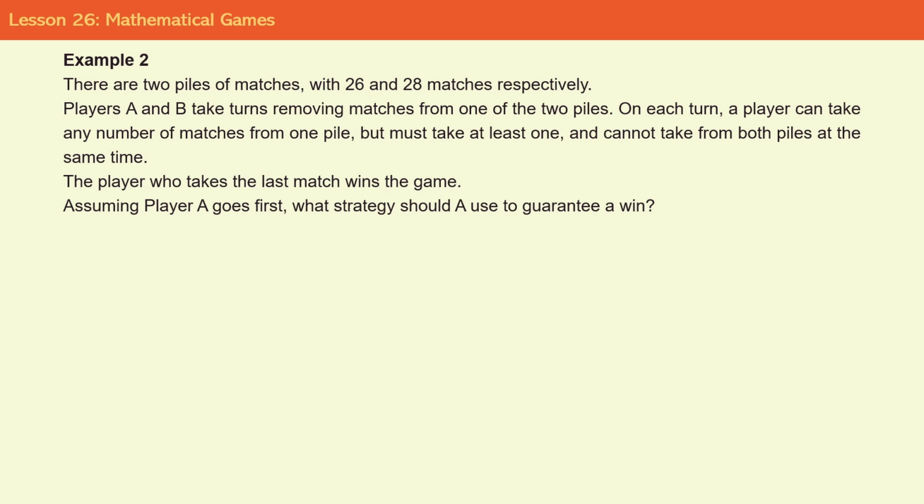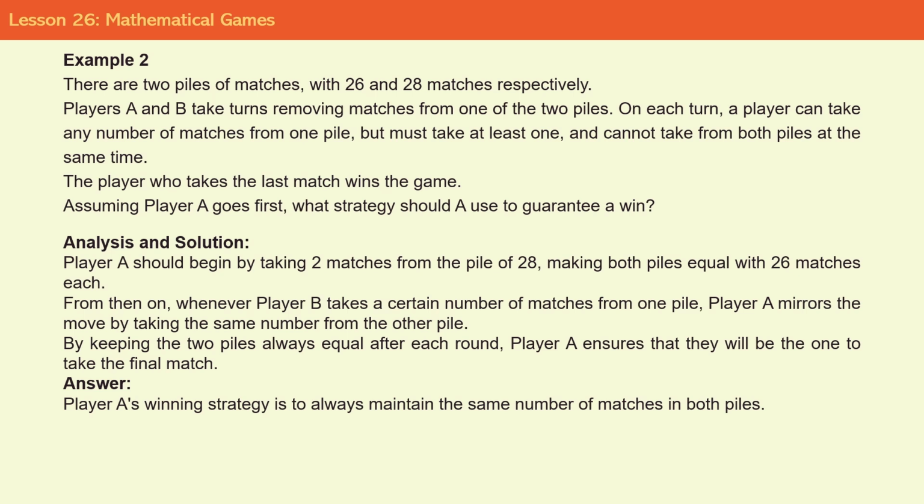Example 2. There are 2 piles of matches, with 26 and 28 matches respectively. Players A and B take turns removing matches from one of the 2 piles. On each turn, a player can take any number of matches from one pile, but must take at least one, and cannot take from both piles at the same time. The player who takes the last match wins the game. Assuming player A goes first, what strategy should A use to guarantee a win?